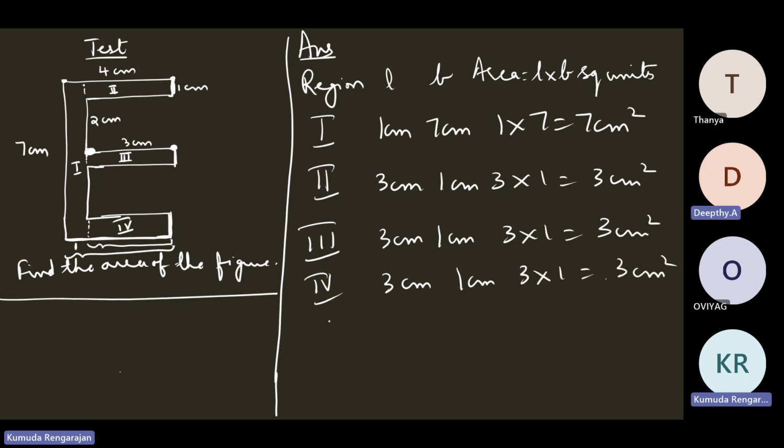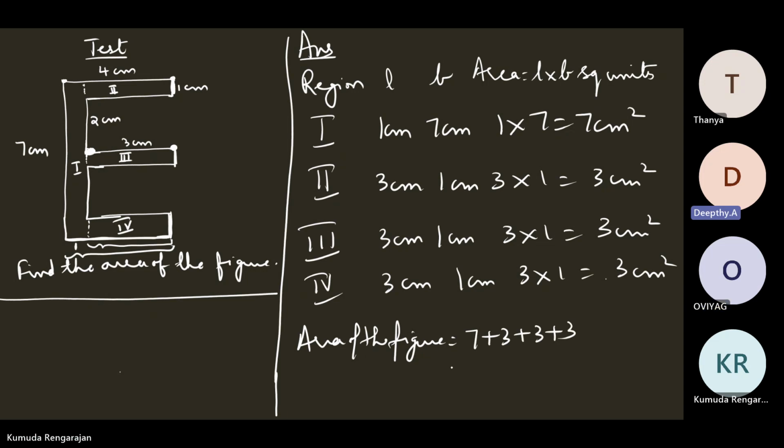So what's the total area? What's the area of the figure, Deepti? Ma'am, 3 plus 3 plus 3 plus 7. Very good. Ma'am, can I tell the answer? Equals 16 centimeter square. 16 centimeter square, ma'am.